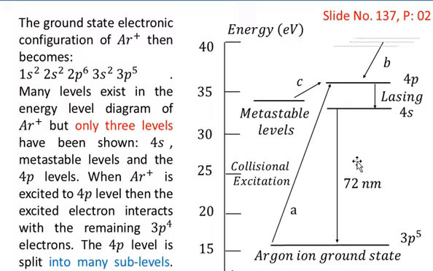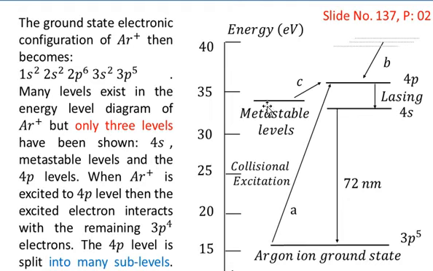Similarly, the argon atom can be excited to the levels above the 4p levels, for example, these levels which have been shown in dotted. And once the levels above the 4p levels are excited, they de-excite through the path B, and then contribute to the population of the 4p level.